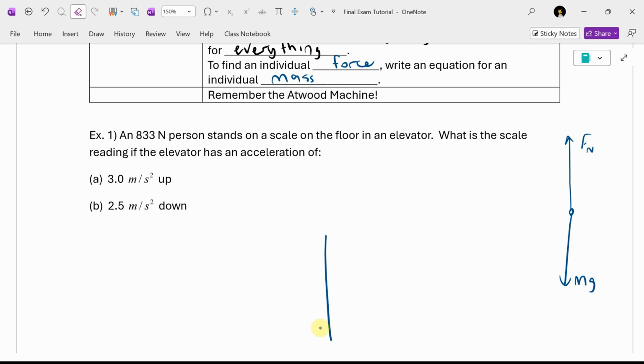Here's part A, here's part B. Kara, in part A, what direction are we accelerating? The question tells me. Which way is going to be the unbalanced force? Same answer. Which way is the winner? Same answer. Look at my free body diagram. Which force is pointing up? Which is the winner? Which is the loser?